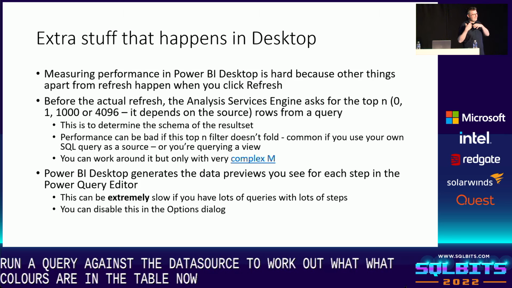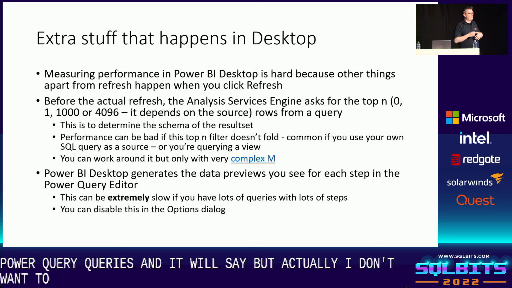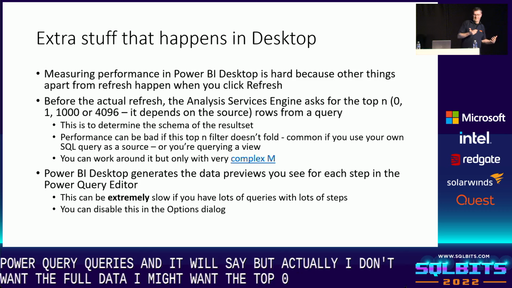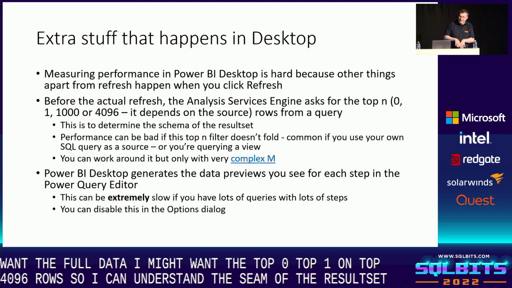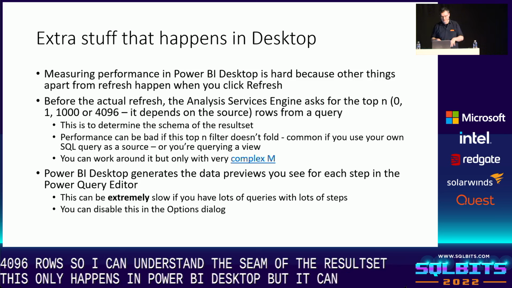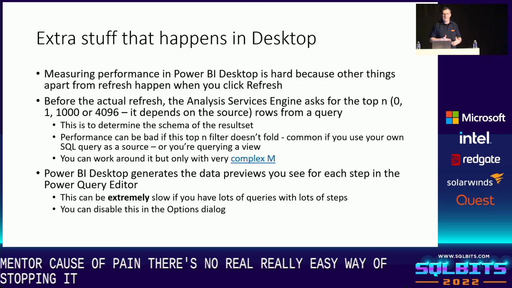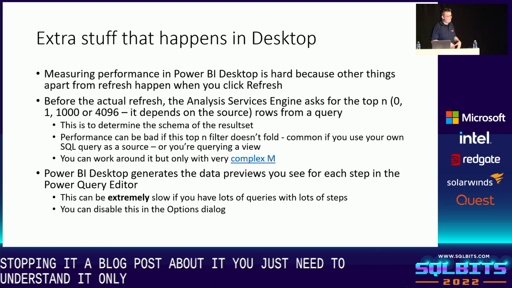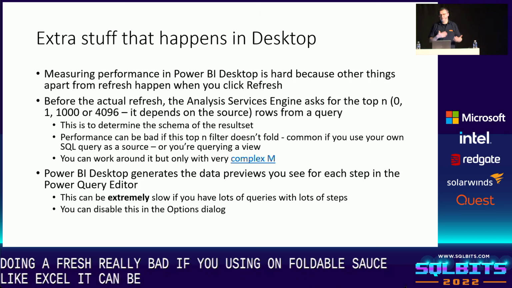Now, it will basically take your Power Query queries, and it will say, but actually, I don't want the full data. I might want the top 0 rows, or the top 1, or the top 4,096 rows, so I can understand the schema of the result set. This only happens in Power BI Desktop, but it can be an immense cause of pain. There's no really easy way of stopping it, although I do have a blog post about it. You just need to understand it only happens in Desktop, and it's not something that will happen in the service when you're doing a refresh. This can be really bad if you're using a non-foldable source like Excel. It can be really bad if you're trying to do a query on top of a view.